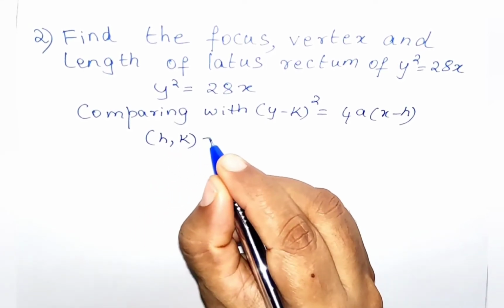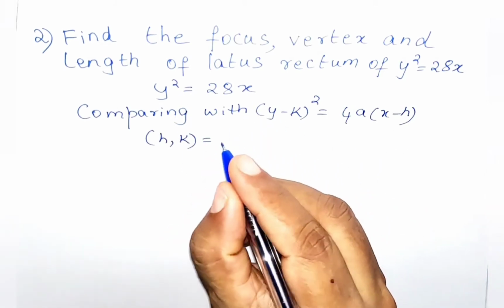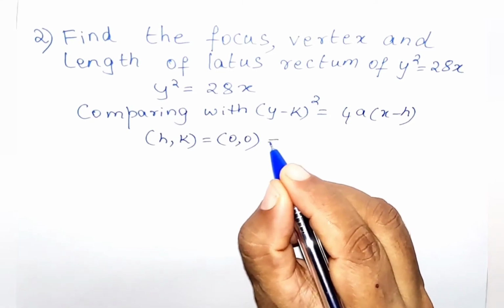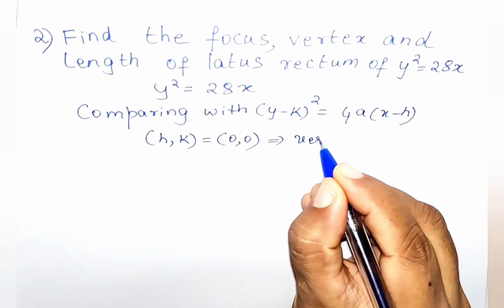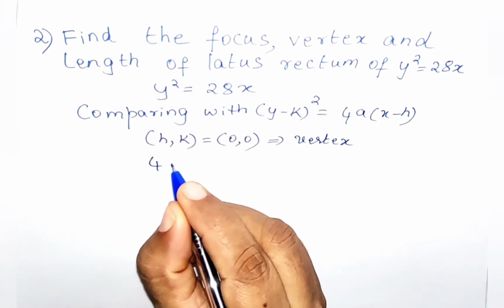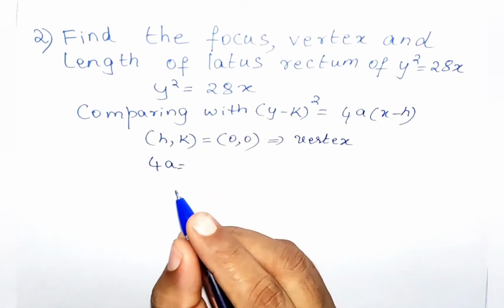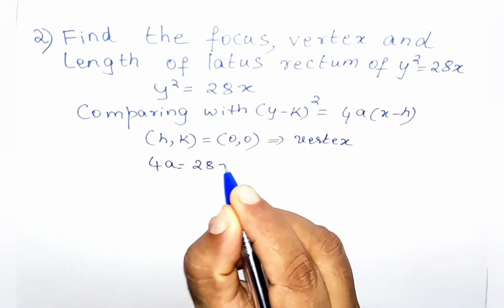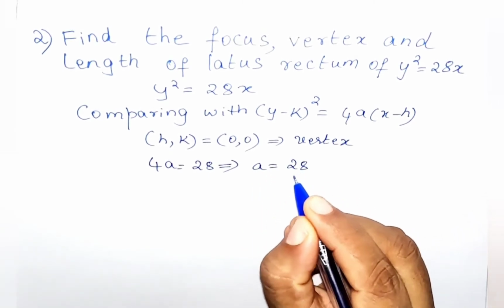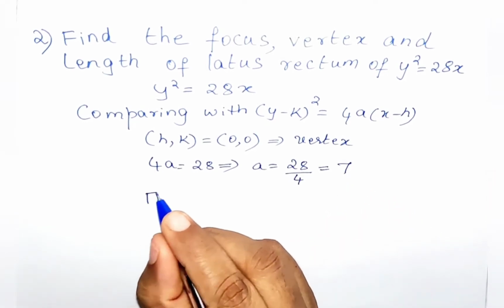On comparing, y square can be written as y minus 0 whole square in the left hand side. So clearly our k is 0, and 28 into x can be written as 28 into x minus 0. So clearly our h is 0. Hence vertex h comma k will be 0 comma 0. Now in 4a's place we have 28. So our 4a will be equal to 28 and a will be 28 divided by 4. On simplifying we get 7.